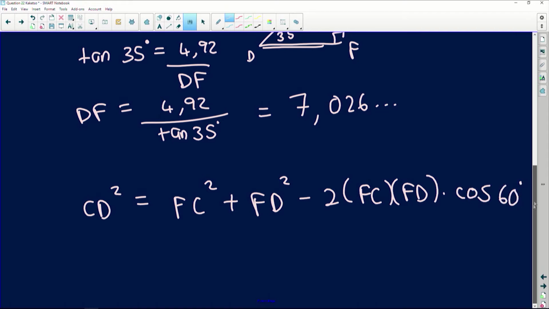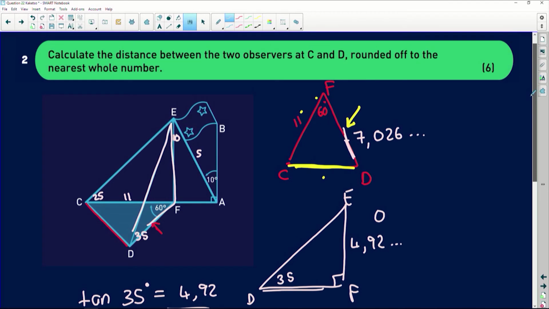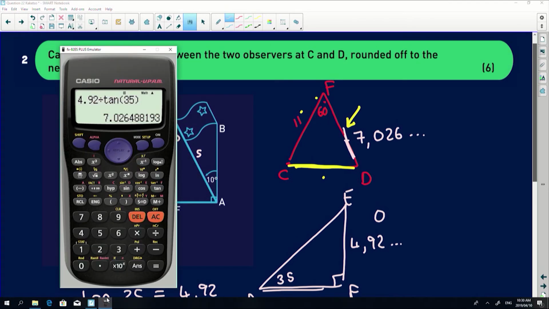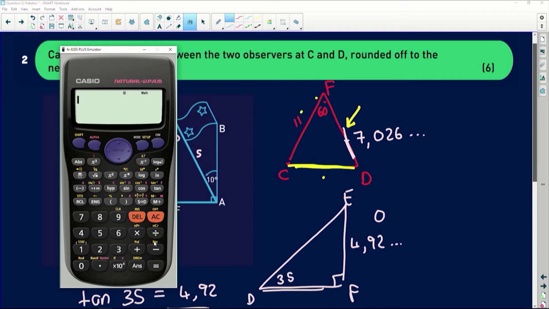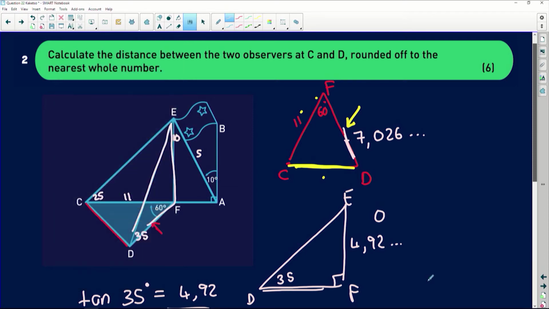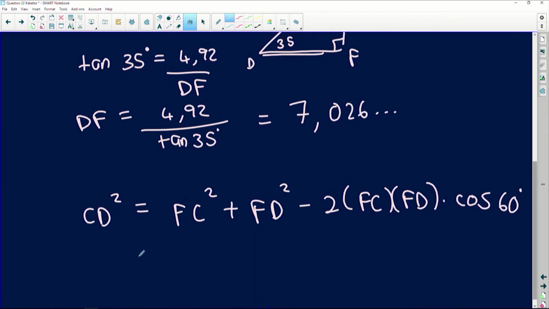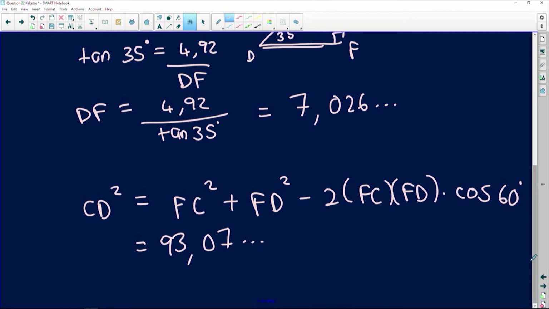I'm running out of time, guys, so I'm just going to substitute that into my calculator. Remember we said that it's equal to FC squared, which is 11, plus FD squared, which is 7,026 squared, minus twice the product of those two numbers, multiplied by cos of 60. That gives me 93,07 dot dot dot. But that's the square of CD, so we need to square root that.